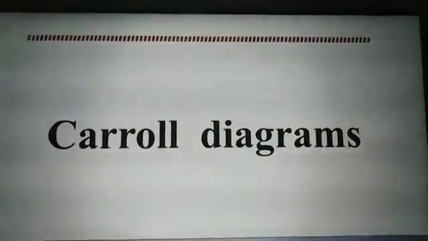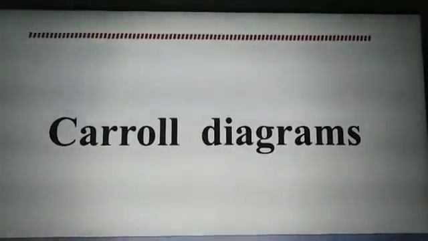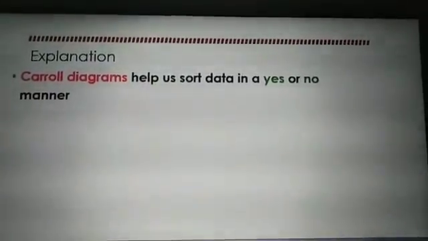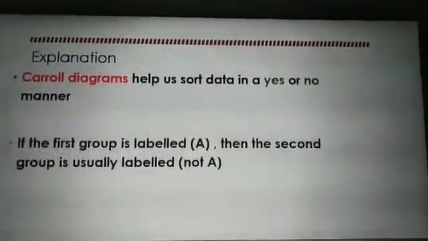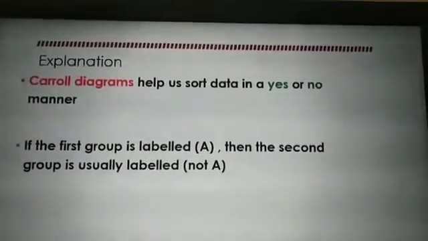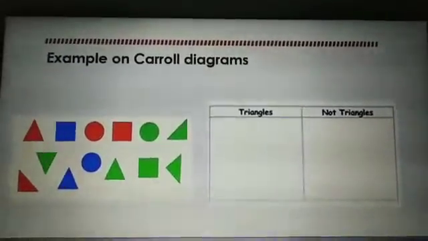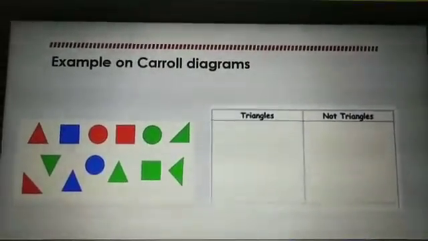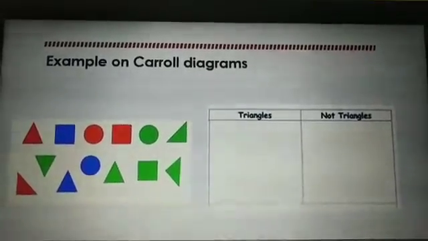Carroll diagrams is another type of charts. Let's see together what are Carroll diagrams. Carroll diagrams help us to sort data in a yes or no manner. If the first group is labeled A, then the second group is usually labeled not A. This is an example on Carroll diagram. As you can see, the Carroll diagram looks like a table.